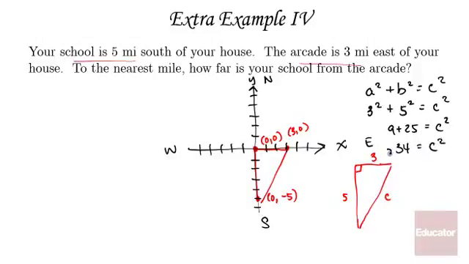And we want to find the square root, so we can get just the c by itself. And it's about, 6 times 6 is 36. So I would say c is about 6. And if we come back, it says to the nearest mile. So it's fine that we're estimating there. And we're going to say c is about 6 miles. So how far is the school from the arcade? The school from the arcade, this diagonal here, is about 6 miles.